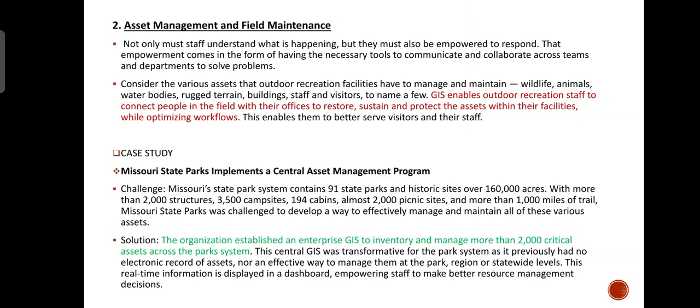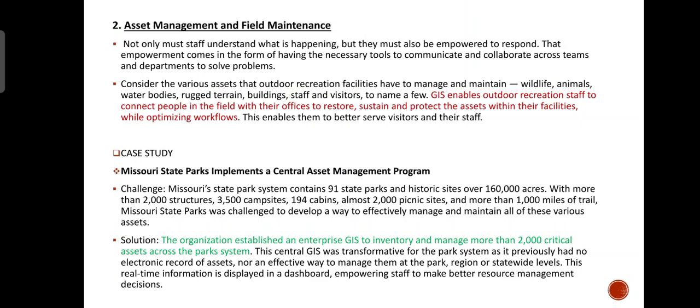Case study: Missouri State Parks implements a central asset management program. Challenge: Missouri's state park system contains 91 state parks and historic sites over 160,000 acres, with more than 2,000 structures, 3,500 campsites, 194 cabins, almost 2,000 picnic sites, and more than 1,000 miles of trail. Missouri State Parks was challenged to develop a way to effectively manage and maintain all of these various assets.